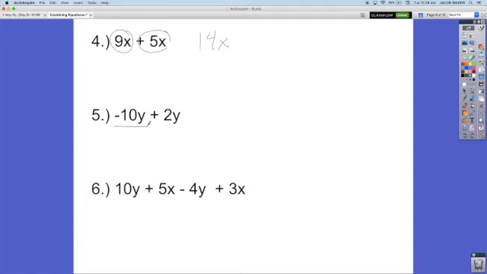Now here I have negative 10y plus 2y. Okay, so I have negative 10 plus 2. I'm going to get 2 more positive. Altogether, I have negative 8y.